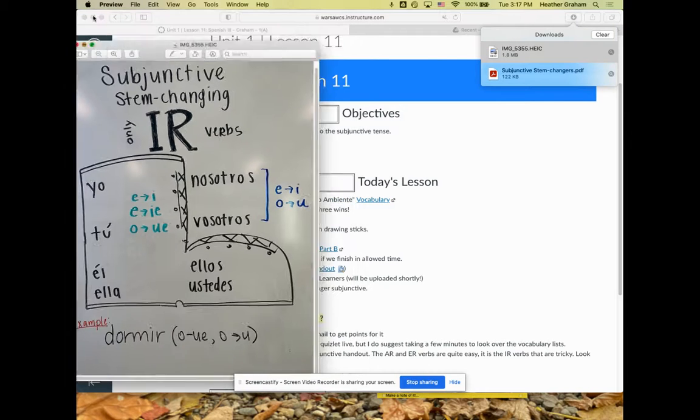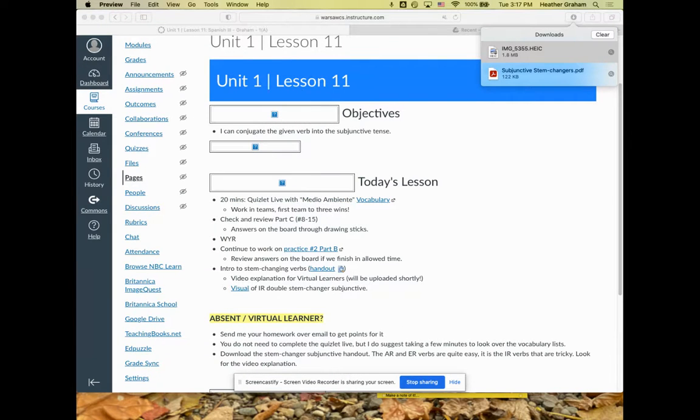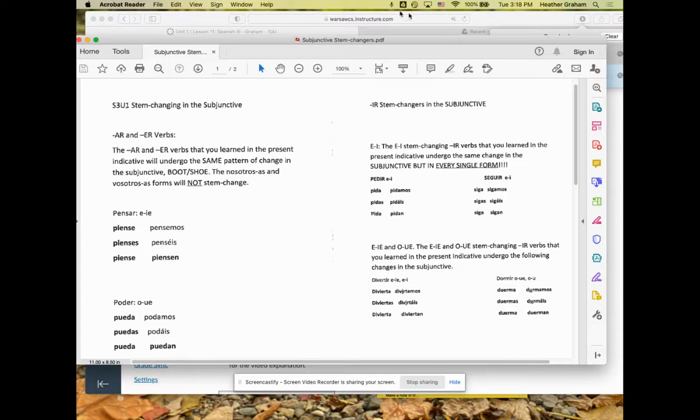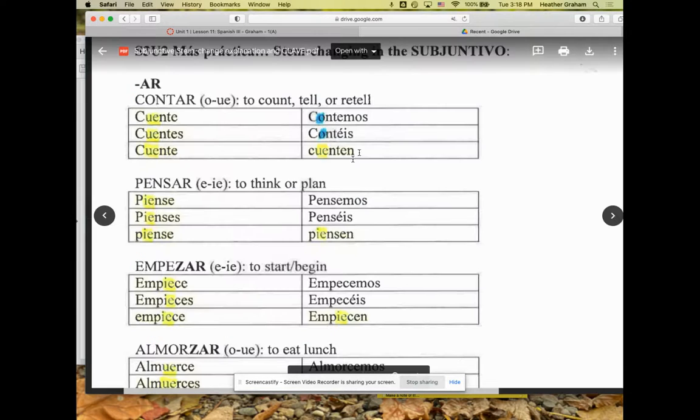So if you want to see an example of that, I have an answer sheet here. Give me one second. I just had it. Nope, that's not it. Here we go.